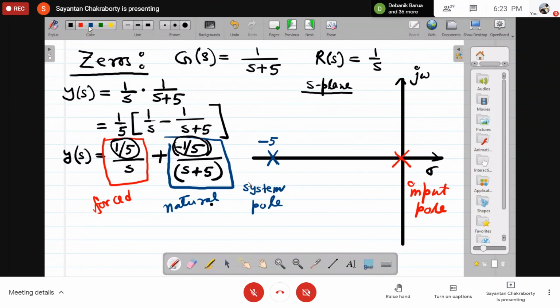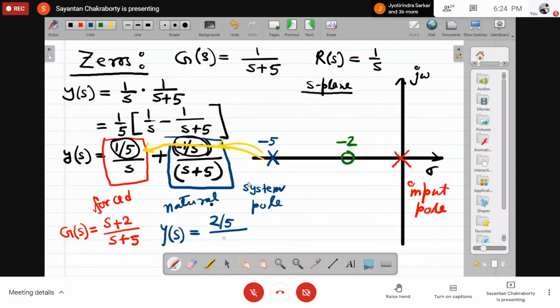Right now, let us see what will happen if you modify this G(s) to have a zero at say -2, because in the previous case these residues were solely contributed by the pole. So for G(s) equal to (s+2)/(s+5), if you write down the corresponding Y(s), what will it be? It will be basically (2/5)/s plus (3/5)/(s+5).